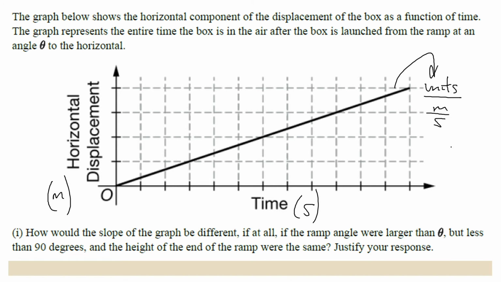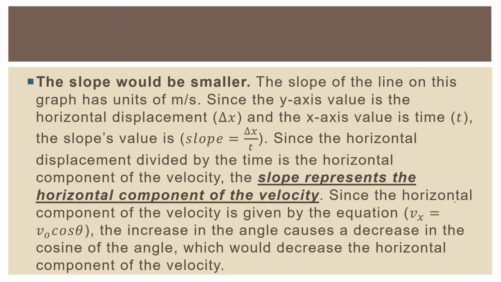It's important to realize here that horizontal displacement over time is an equation for something. And it's an equation for the x velocity. Notice when we usually use this equation, we have it solved for the range. But nonetheless, you take that and you put delta x over t, you get Vx. So it's very important to realize what this question is asking you is if we increase the angle, what's going to happen to Vx? It is sort of cloaked in this how would the slope change thing. But since the slope is the horizontal component of the velocity, they're really just saying if theta changes, how is Vx going to change? And what I wrote here is the slope would be smaller.